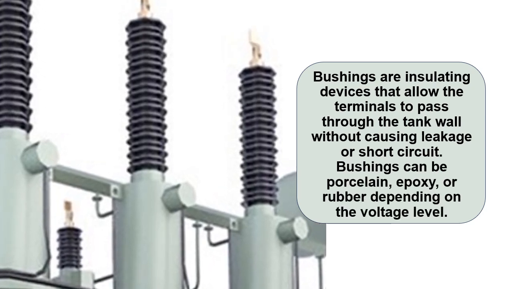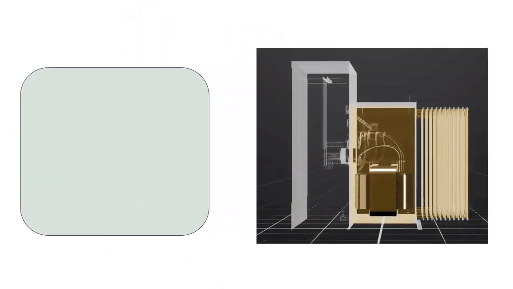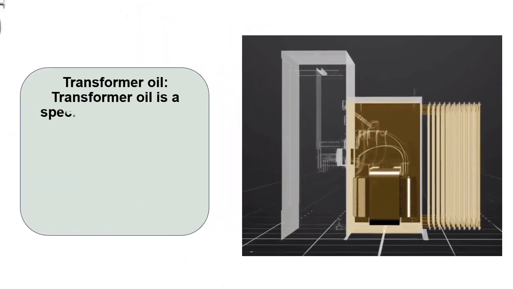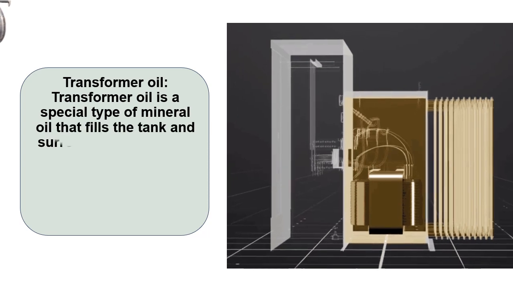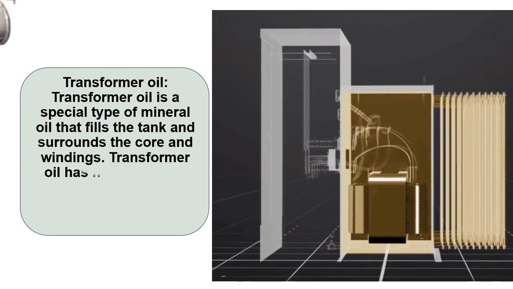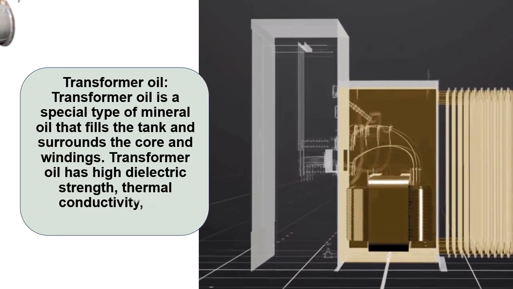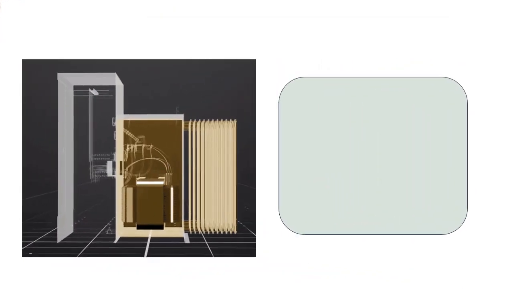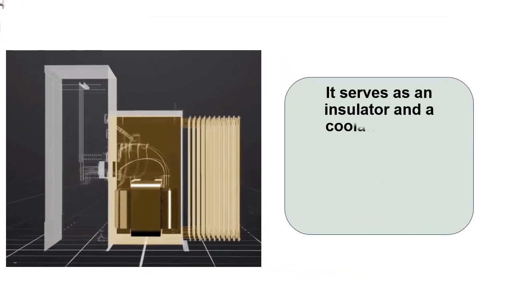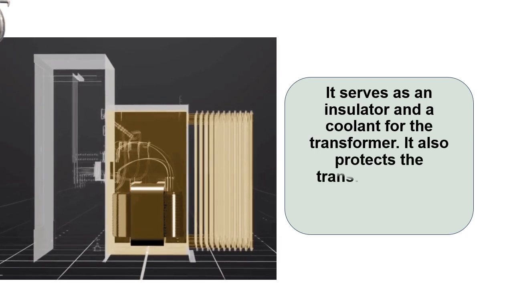Transformer oil. Transformer oil is a special type of mineral oil that fills the tank and surrounds the core and windings. Transformer oil has high dielectric strength, thermal conductivity, and chemical stability. It serves as an insulator and a coolant for the transformer. It also protects the transformer from oxidation, corrosion, and moisture.